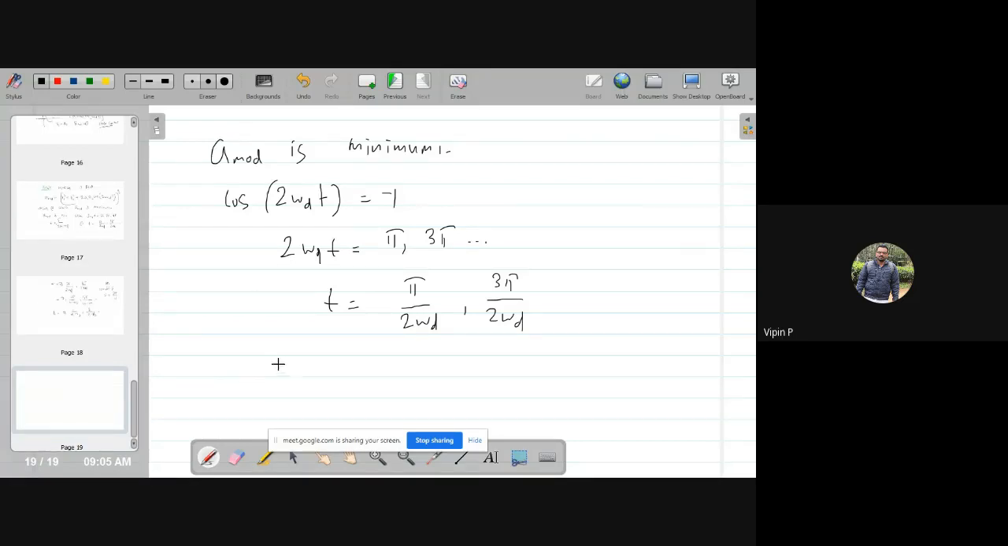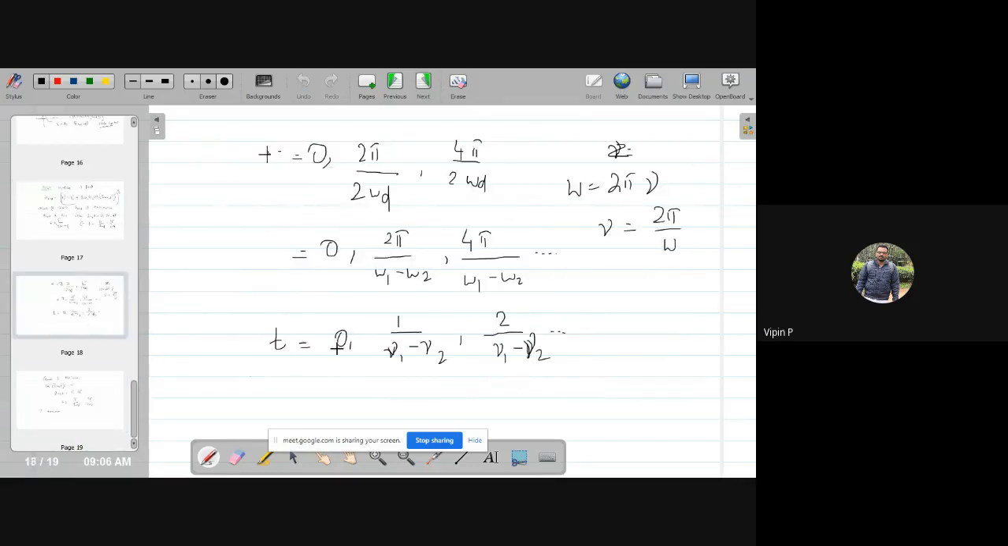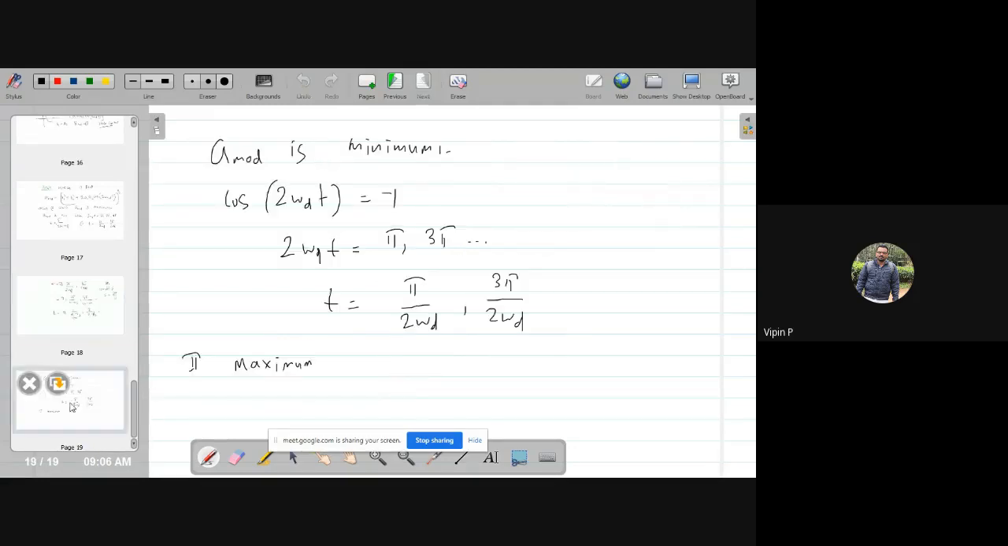So your first maximum. Sir, what will be the time difference between subsequent maxima or minima? That's what we're going to calculate. You'll see that. Okay, so for maximum, let's look at the first maximum, or probably a maximum. Look at here. So let's take this value over here. So we have maximum occurring at 1 by nu 1 minus nu 2.